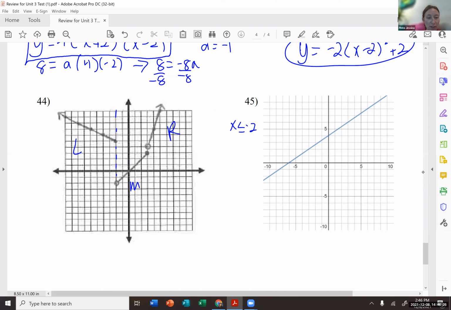And then the middle part starts at -2. The Pac-Man always faces the same way. And then the other side has a closed circle, so I'm going to underline it right there. And the number there is 3. And then the last part starts at 3, so x is greater than 3, and it has an open circle.